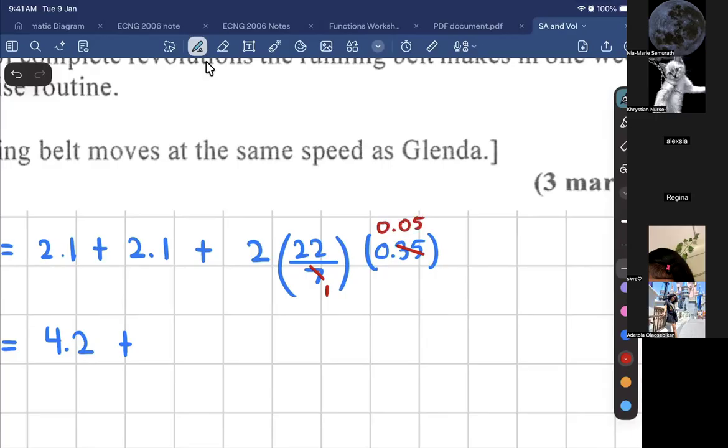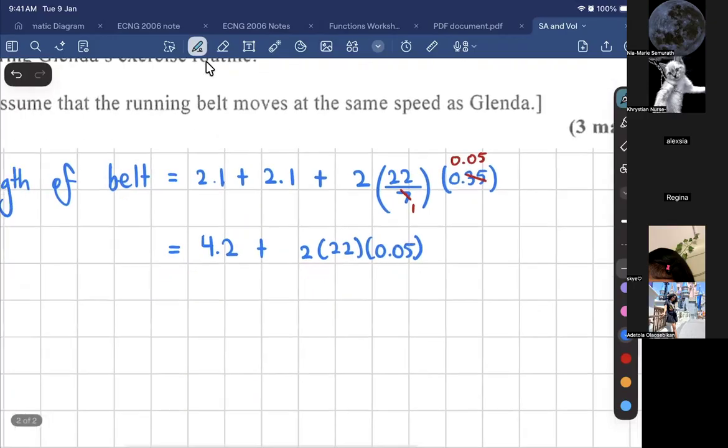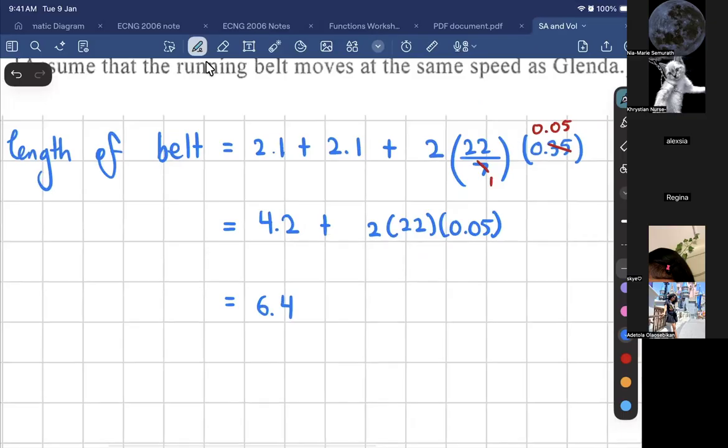You understand that? I mean, you can just plug this into the calculator, you don't have to do any manual calculation. But I'm just showing you some stuff. So you're gonna end up with 2 by 22 by 0.05. What are we gonna get? Multiply that out and tell me what you're getting. I got 6.4. Wait, no. Yeah, 6.4 is correct. The final answer: the length of the belt is 6.4 meters.